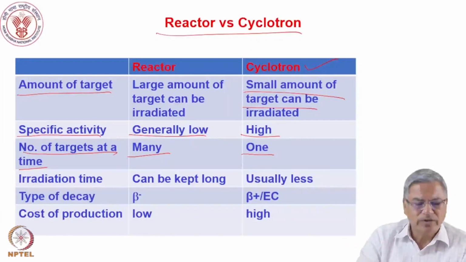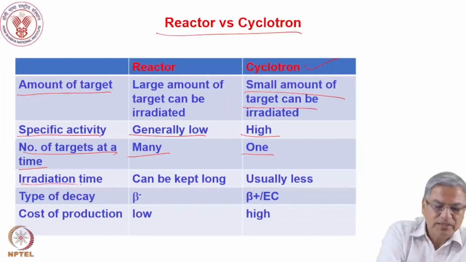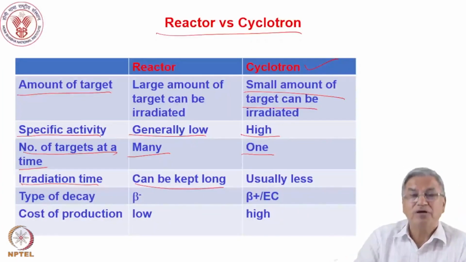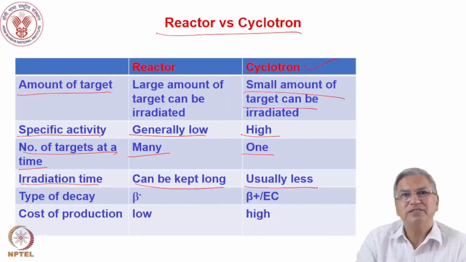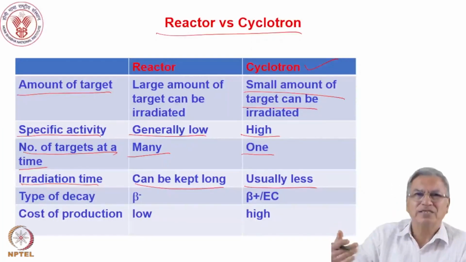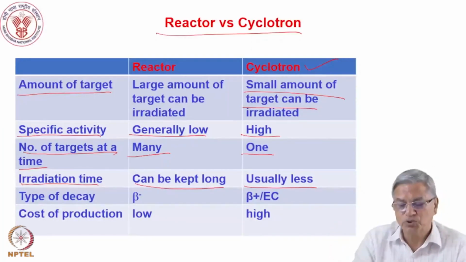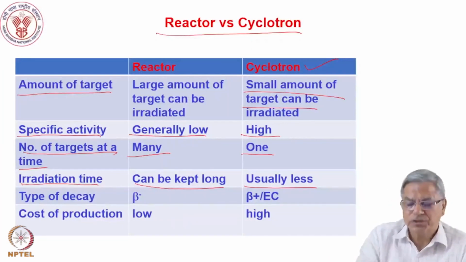At a time, only one target irradiation. Irradiation time can be kept long. Like I was telling, cobalt, you irradiate for years together. Half-life is 5.27 years, so you can irradiate for 1 year. In the case of accelerators, you cannot hold the accelerator for one target production exclusively. So usually the irradiation time will be 1 day or a few hours and so on.